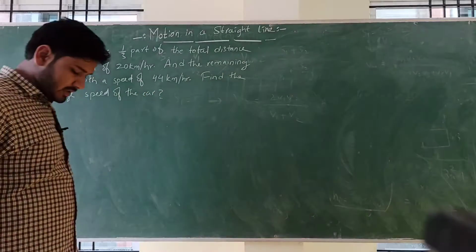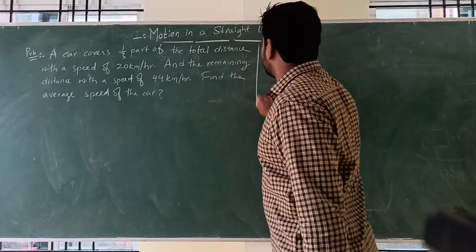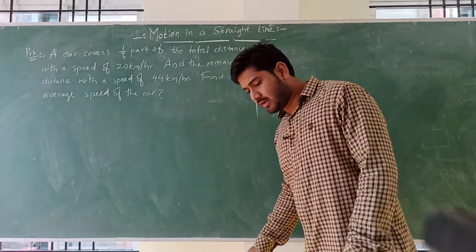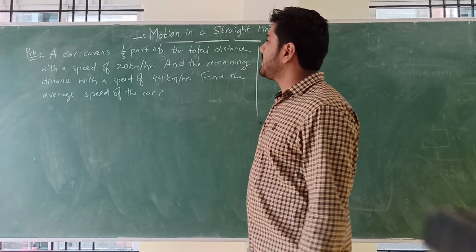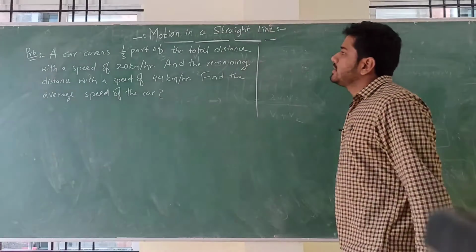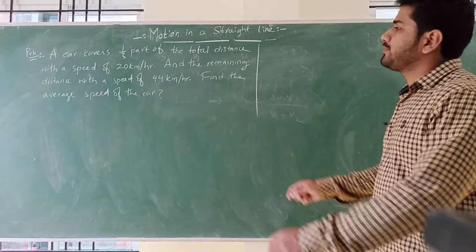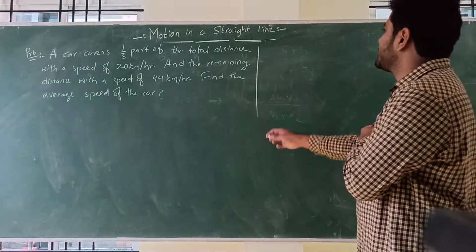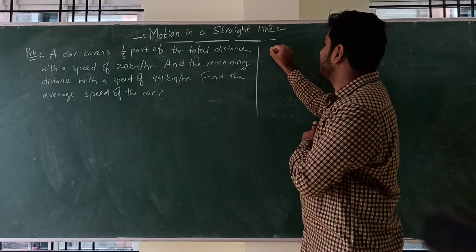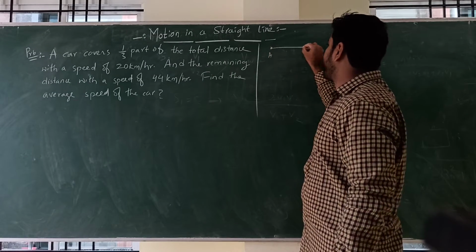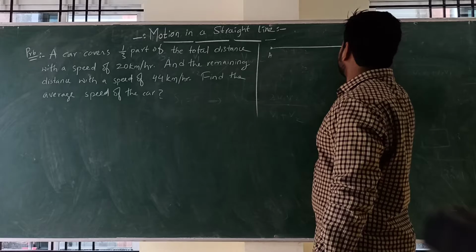Solution. So let's solve this question. A car covers 1/3 part of the total distance with a speed of 20 km per hour. Suppose the car starts from point A and travels to point B.